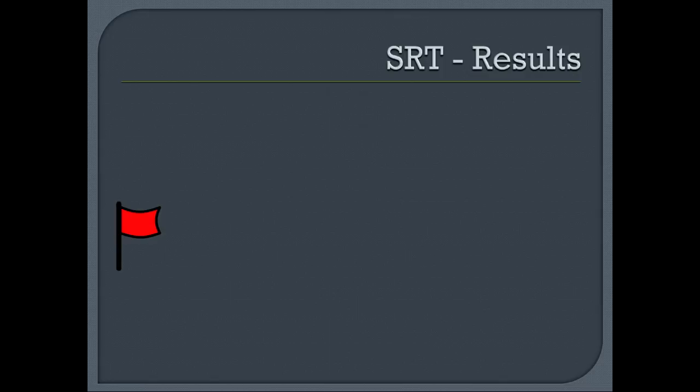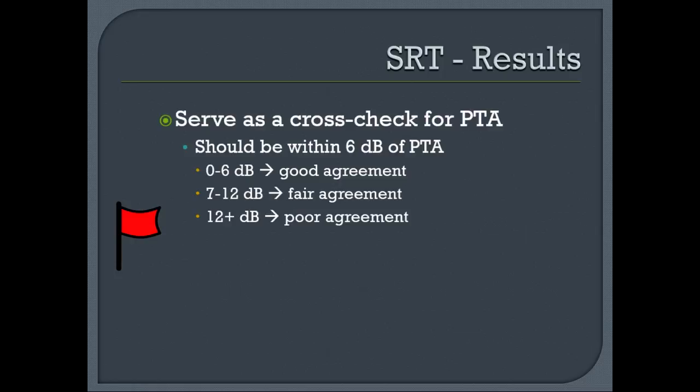Okay, last up we have results and interpretation for speech testing. So we know that for the SRT, it's serving as a cross-check for PTA. It should be within 6 dB of PTA. SRT values that are within 0 to 6 dB of PTA are considered to have good agreement. If they're within 7 to 12 dB, they have fair agreement, and if they're more than 12 dB apart, they're in very poor agreement.